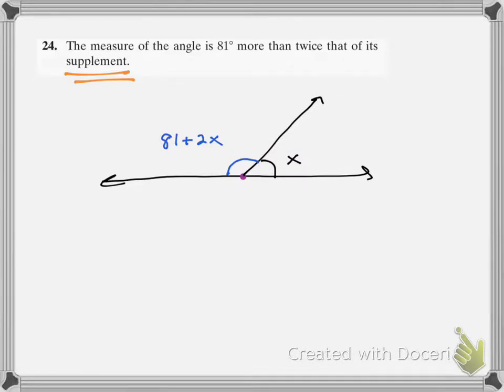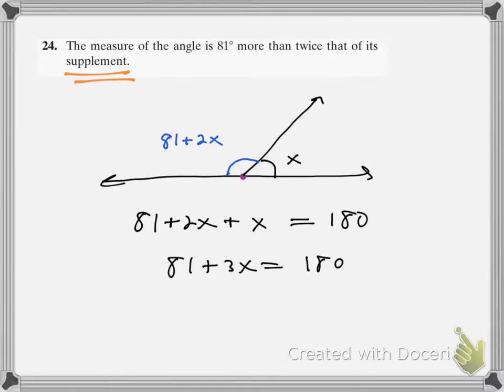So we know that this angle now, 81 plus 2x plus x, have to add up to get 180 because they are supplements. So this is 81 plus 3x equals 180. So 3x equals 99. So x equals 33. So now we know this angle. This is 33 degrees.